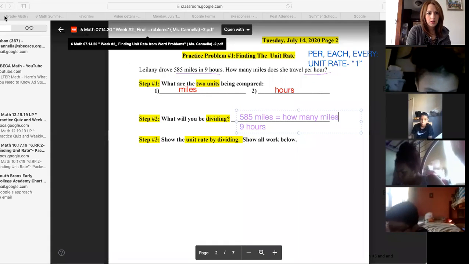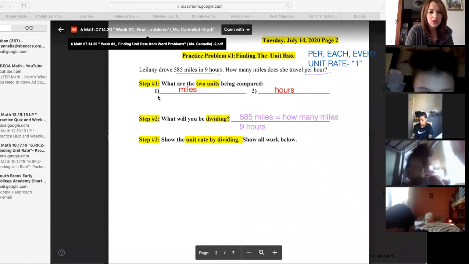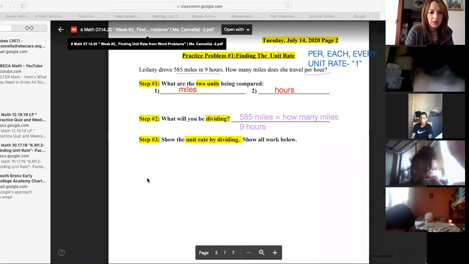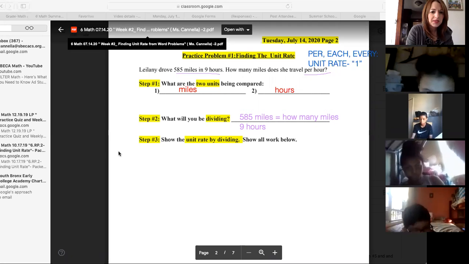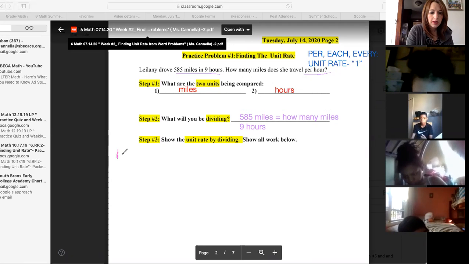Now, we're now going to figure out how we're going to divide. So I'm going to actually color code this to the best that I can. I'm going to start with pink. So here's what we're going to write here. We're going to set this up with our labels. We're going to write miles.